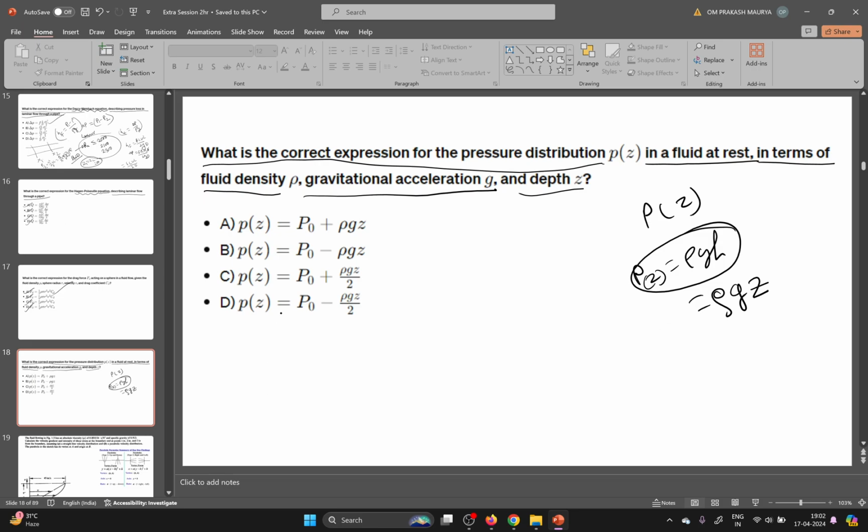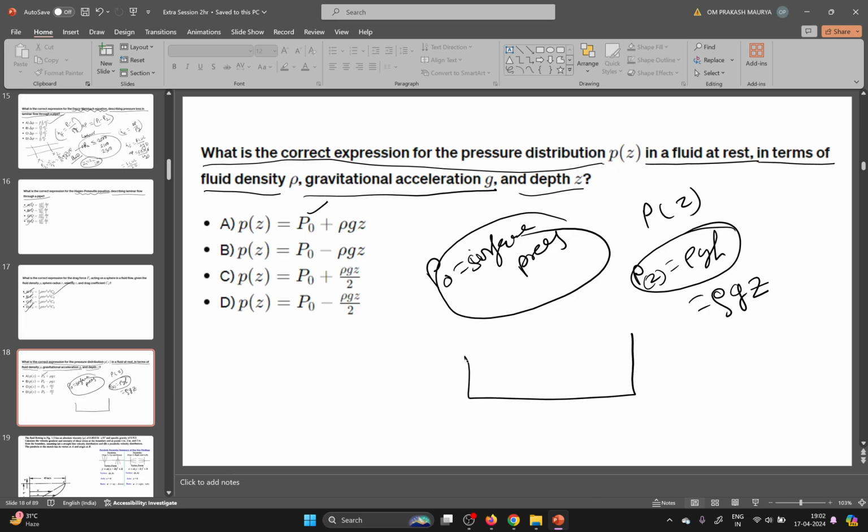But here one extra term is there, P naught. P naught is the initial pressure, or surface pressure, the pressure on the surface. So if here pressure is P naught, at depth z what will be the pressure? rho gz will definitely be added. It will be the addition of P naught plus rho gz. So option A is correct for that.